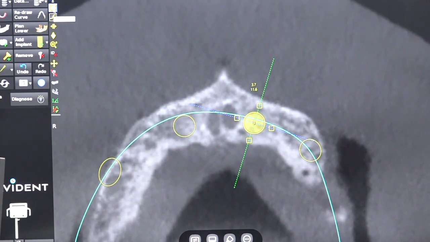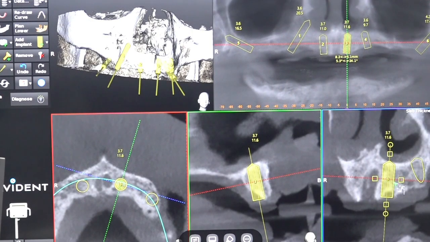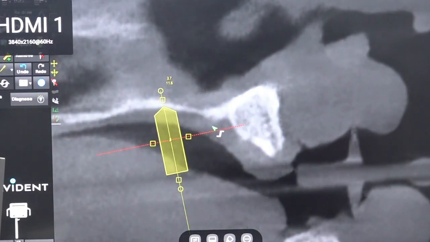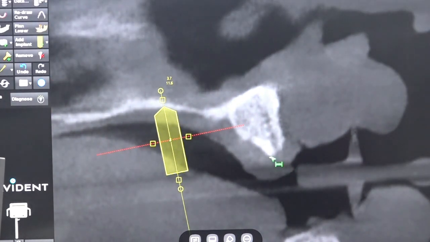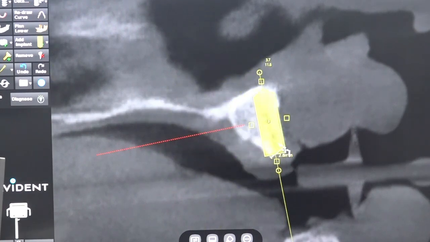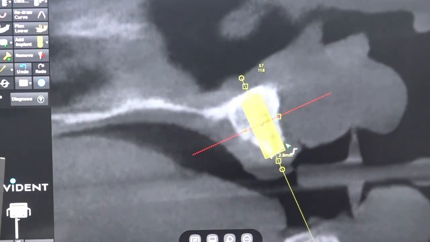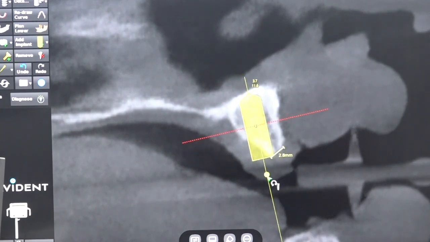Make sure you are not going into the canal. So when we place the implant, it was like this. The bone is very much atrophic. The height is only 11 mm and the width is 3 mm. So if you place the implant from the crest, there won't be any bone on the labial side. So we will be planning a palatal approach.